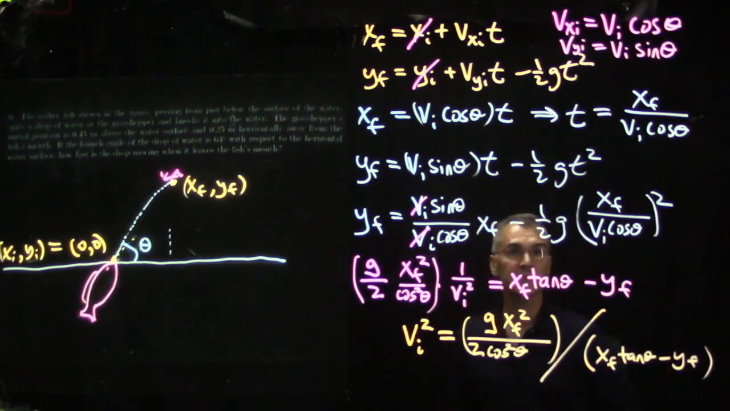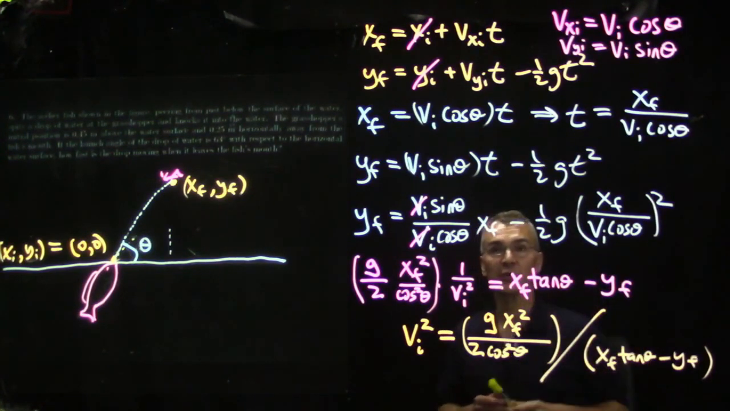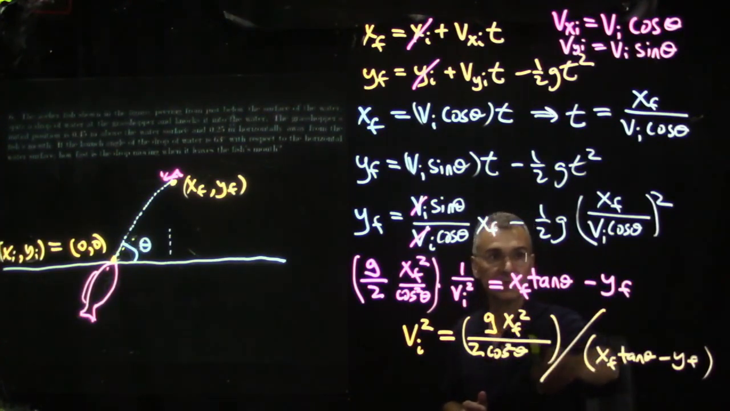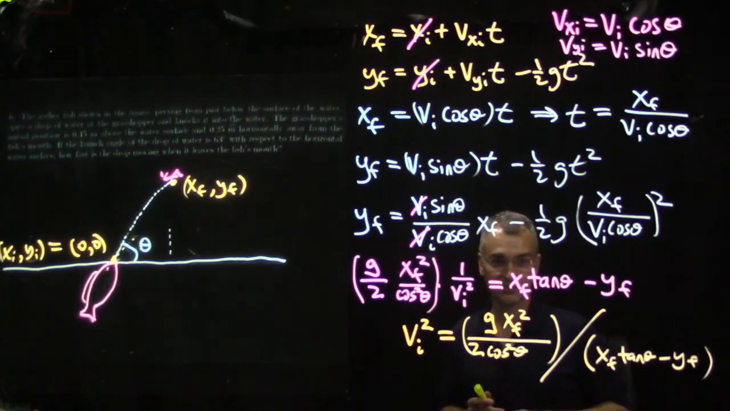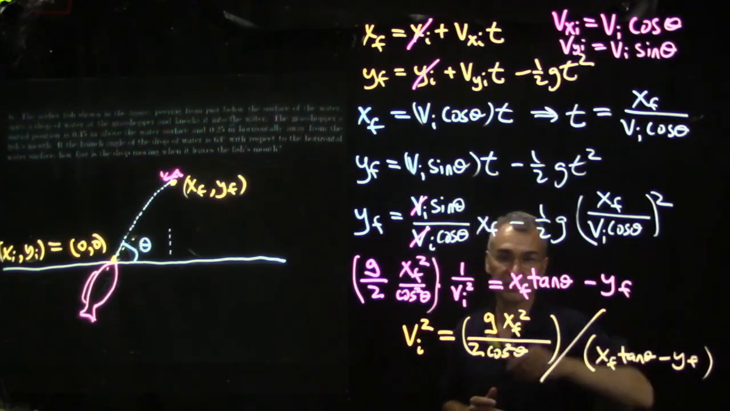If you plug in, everything in this problem is given except for v initial. So you can just take this equation, and of course you have numbers rather than symbols, and solve it for v initial in terms of a bunch of constants. It looks like a gross expression, but it's just a bunch of numbers. So this is the square of v initial. If you took the square root of this whole thing, you would get some value for the required initial speed.